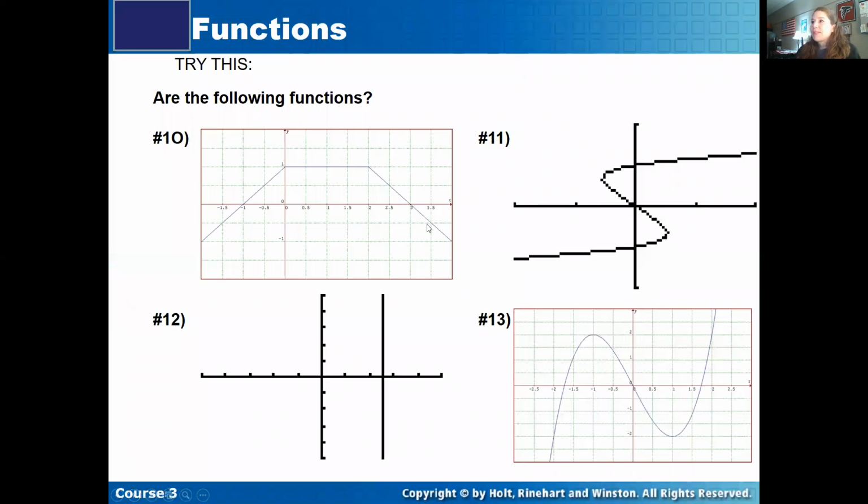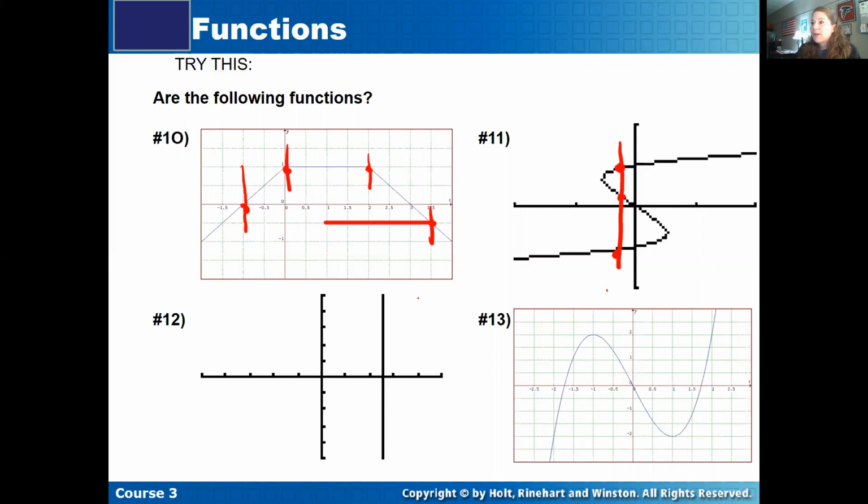Number 10, what about this blue picture? Is this a function? Would it pass the vertical line test? Yes. It passes no matter where I make a vertical line. It only crosses that vertical line one time. What about 11? Would it pass the vertical line test? No, it goes through actually 3 different times. So anywhere on the picture, if it goes through more than once, it fails.